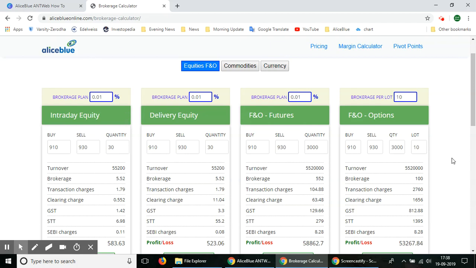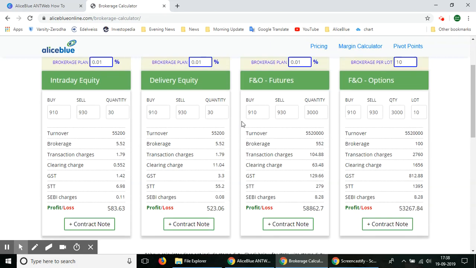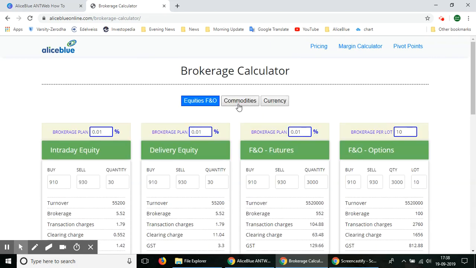So once you select the brokerage calculator in the main website and it opens up this page, you can see you have options like intraday equity with a box here, and then there's the delivery equity, the F&O, that is the futures, and another box for F&O options. And on top we have the brokerage plan 0.01%. So this is the brokerage plan. With this brokerage plan, how much brokerage you'll be charged, you can check here.